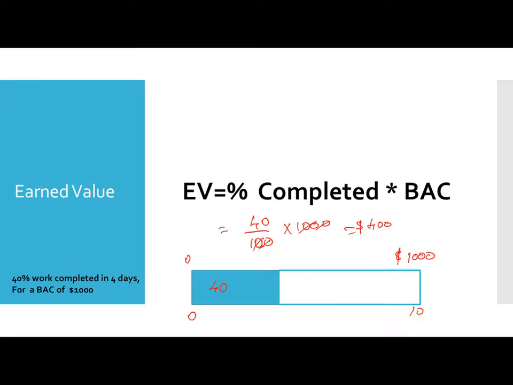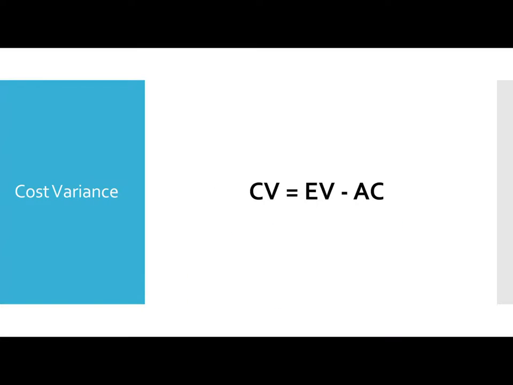So which is good. 40% of the work is completed in 4 days. This is what we expect to do, so it will be 100% completed in 10 days. Okay, let's move ahead. Cost variance.